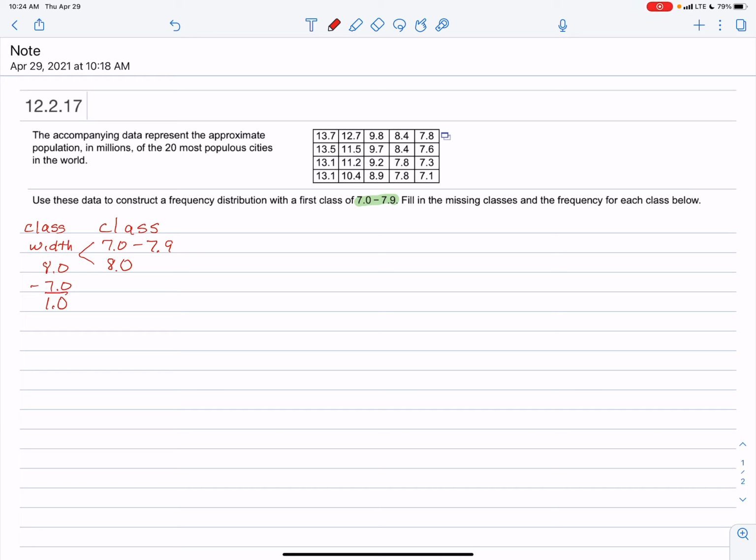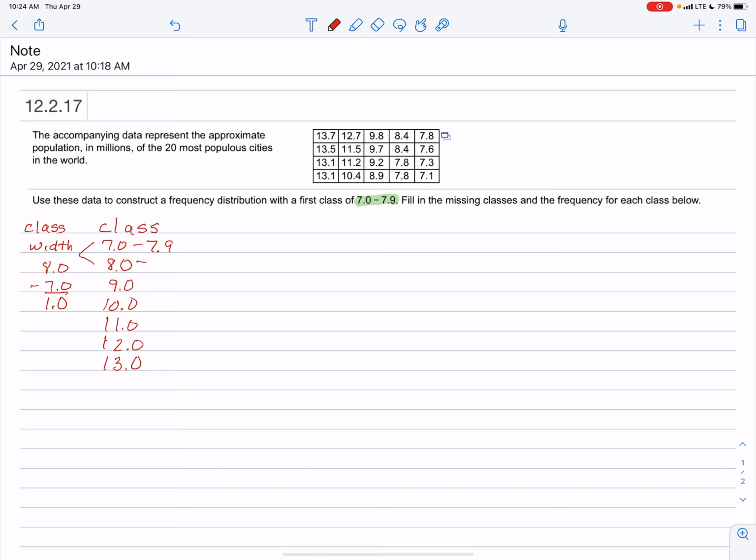Well, once I know that class width, I can add that class width to each lower class limit to get the next successive lower class limit. So I have 8.0. If I add 1.0, I get 9.0. If I add 1.0 to that, I get 10.0. Then 11.0, 12.0, and 13.0.